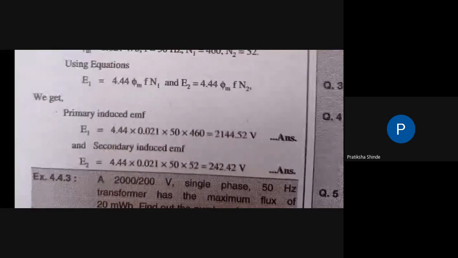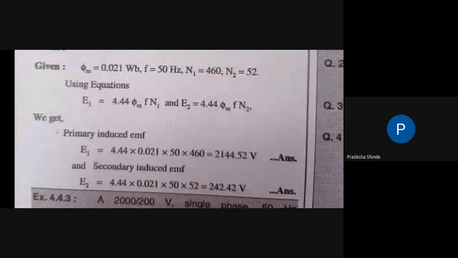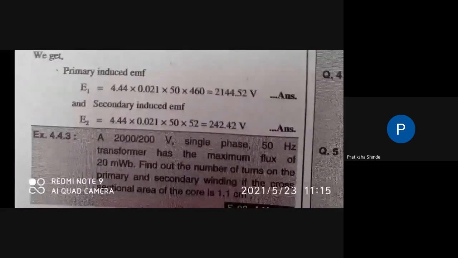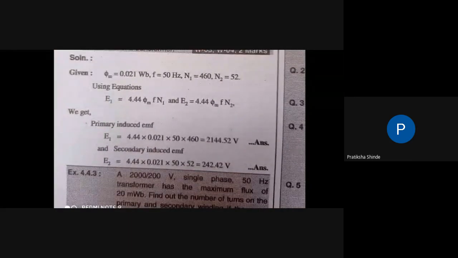This is a simple EMF calculation numerical for 4 marks or 2 marks. Done? Take the second numerical. 2000 by 200 volt. So what is the primary and what is the secondary voltage? 2000 by 200 volt means 2000 is the primary voltage, that is E1, and 200 is the secondary voltage E2. Here we can consider V1 as equal to E1.